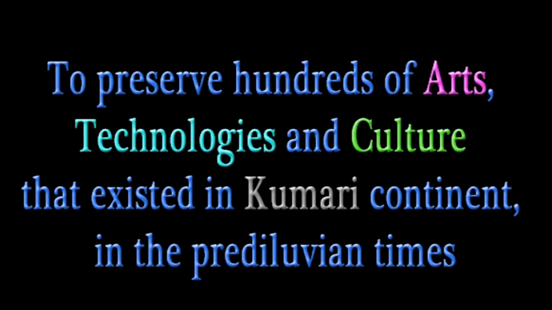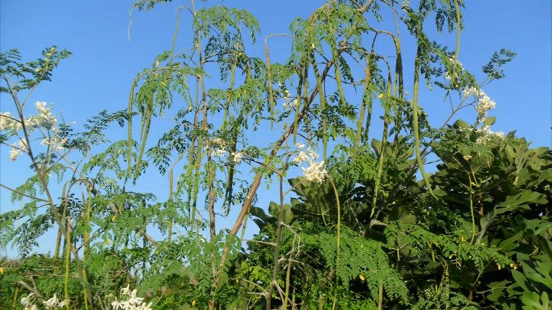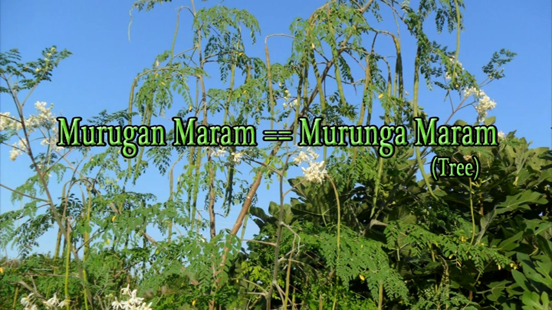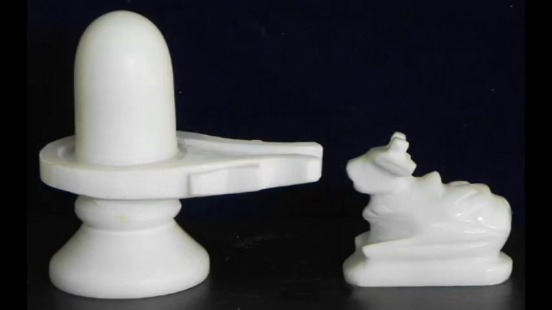To preserve hundreds of arts, technologies, and culture that existed in the Kumari continent in the pre-Diluvian times, Murugan felt the need to replenish the lost population as quickly as possible. Hence, he advised his people to have as many children as possible. He also suggested consuming the herbs of a particular tree to enhance the fertility of his people, and the tree was later called by his name as Murugan Maram, which deformed to Murunga Maram. In the process, he also revived the Sivalingam worshipping cult as it symbolized creation.